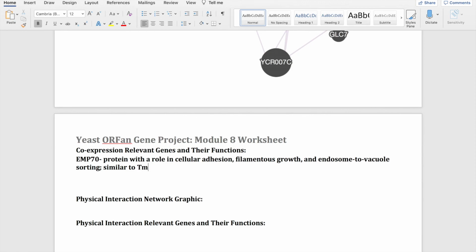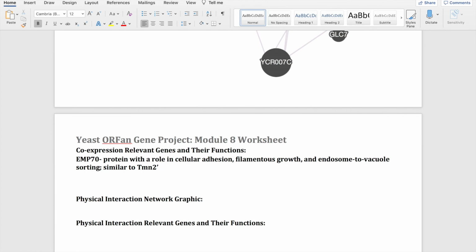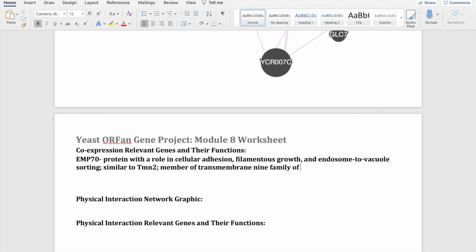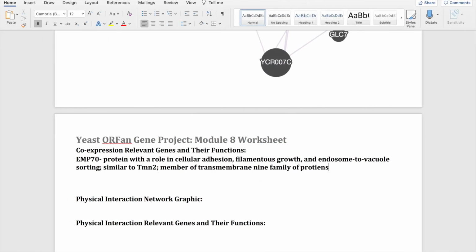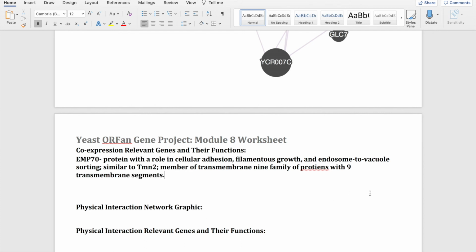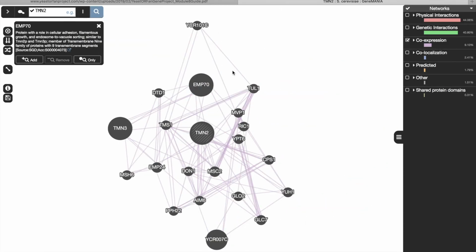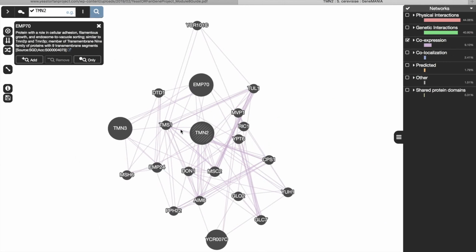Similar to TMN2p. So they're members of the transmembrane 9 family of proteins with 9 transmembrane segments. So you're going to want to go through and do this for all of the genes that pop up, clicking on different ones and seeing what their different function says, and you would go through and do it next for TUL1 would be another one that I would do it for.